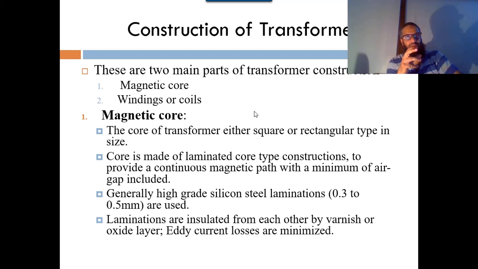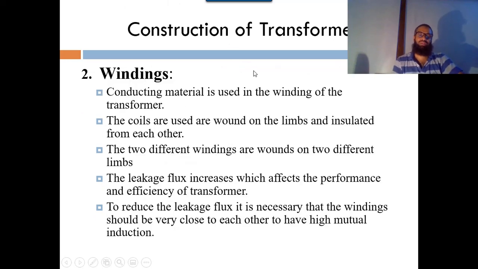Normally the structure of the magnetic core is square or rectangular, but it is a combination of different laminated sheets attached together, and the material of the core is normally ferromagnetic material, and the coating is normally a silicon steel lamination coating. Our target is to transfer maximum power from the primary side to the secondary side. And the second part of the transformer is the winding of the transformer.